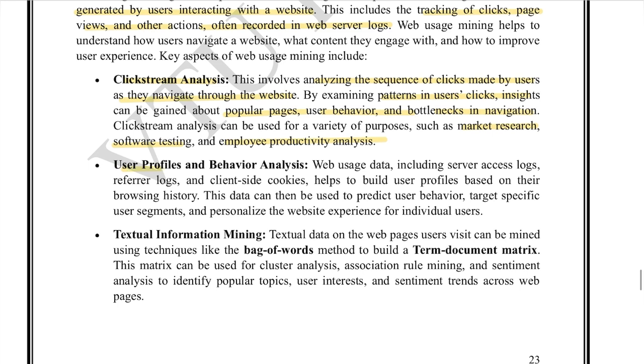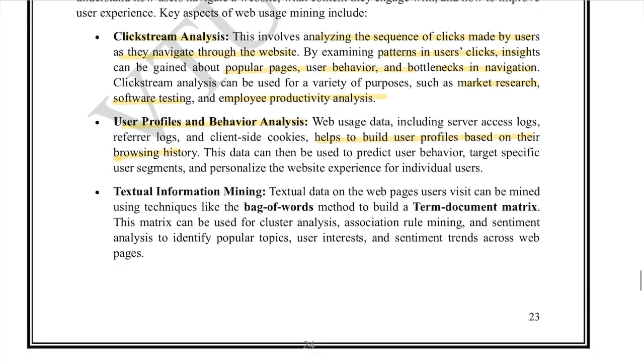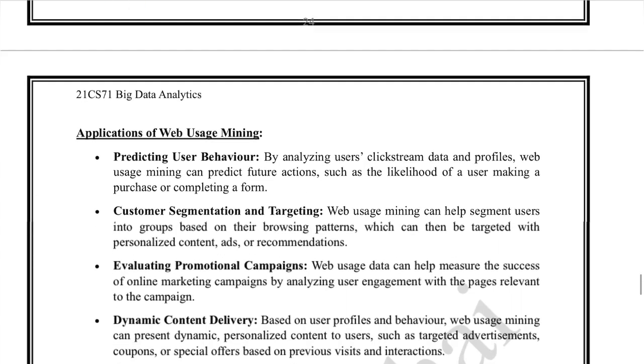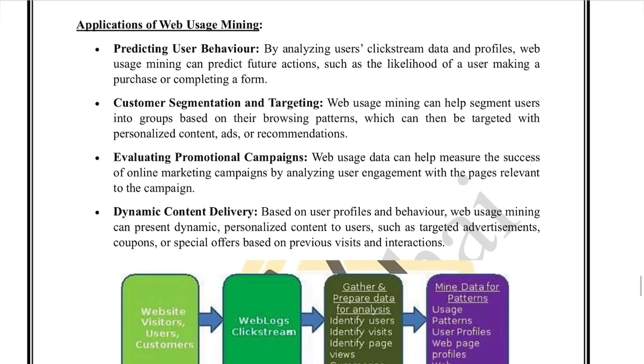Next is user profile and behavioral analysis. Here you can easily get to know about the user profiles based upon the browsing history. What all things they have browsed, you can easily come to know about it. Then textual information mining. Textual information mainly deals with techniques like bag of words, which is built on a document matrix. With that, you are able to identify the popular topics, user interest, as well as sentimental trends. Now the applications mainly use predicting the user behavior.